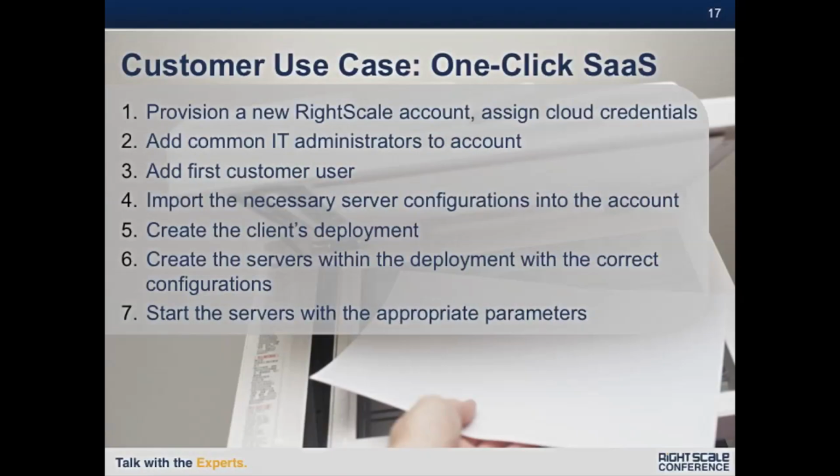Then they create a new deployment. They create all the servers within the deployment. Again, they're using the server templates, so they have their Goldmaster server templates. They start all the servers up with the appropriate parameters. And at the end, they query and say, okay, I want to get back that particular URL, the front end, and they give that back to the client.